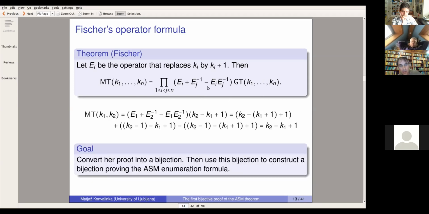Okay, and now I'm going to tell you about this project with Ilse Fischer. So the goal is to convert her proof of this operator formula into a bijection, and then to use this bijection to construct a bijection which proves the ASM enumeration formula. Okay, so what does that even mean, to have a bijection that proves this formula? Well, I'm going to tell all of that in a bit.